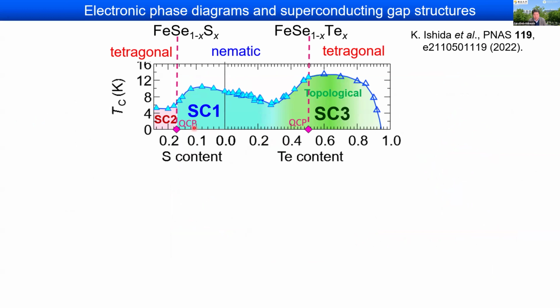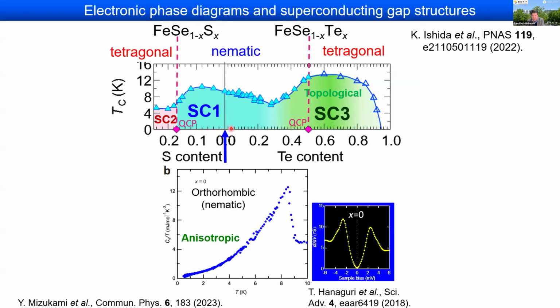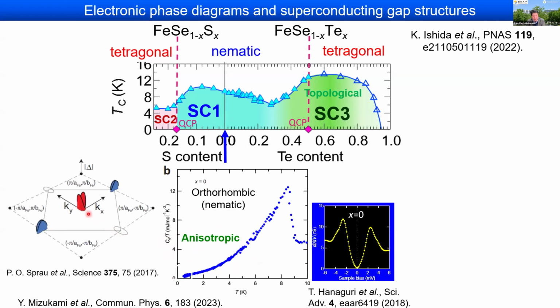If we go back to this superconductivity phase diagram, we can also study the superconducting gap structure in these three phases. In SC1, this is the temperature dependence of the specific heat, C over T, which shows a T-linear behavior at low temperatures. Also, STM dI/dV shows a V shape at low energies. That indicates that the superconducting gap shows a very strong anisotropy. This is consistent with the analysis of the quasi-particle interference, which also shows a strong anisotropy.